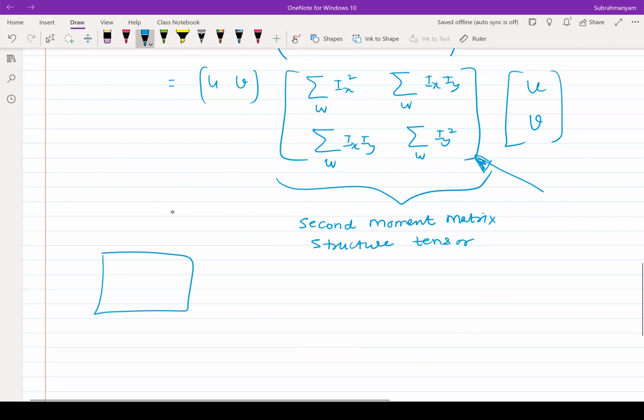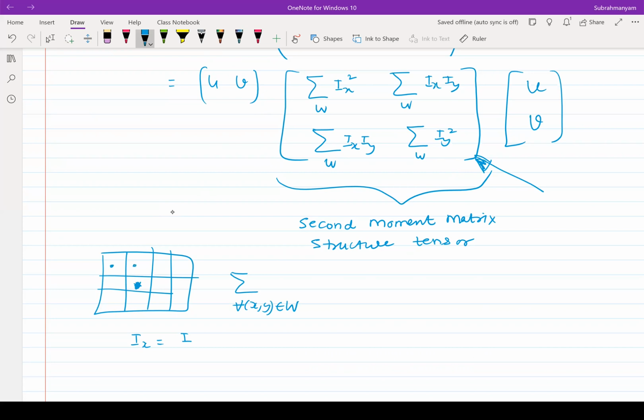So how do you compute the gradient? I have a patch here. We are taking a patch here. Assume that this is your pixel. So Ix is how you do it, for all x, y that belong to this window. So in this window, for example, you take this pixel. You start from here. It doesn't really matter.